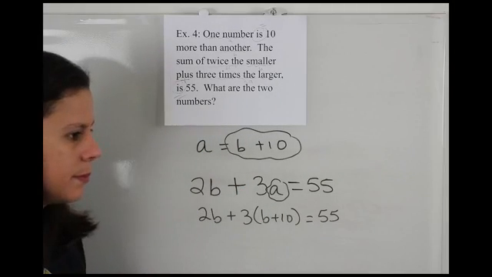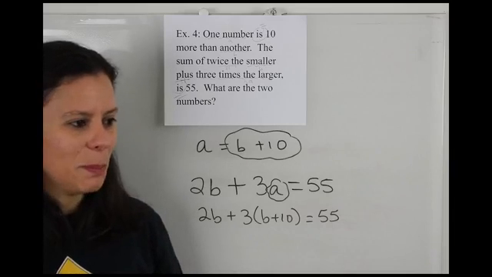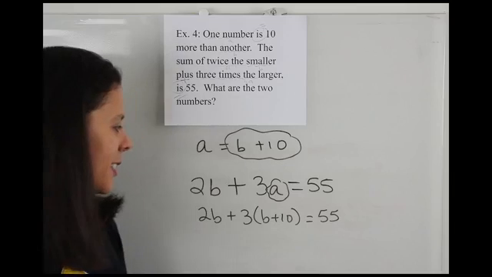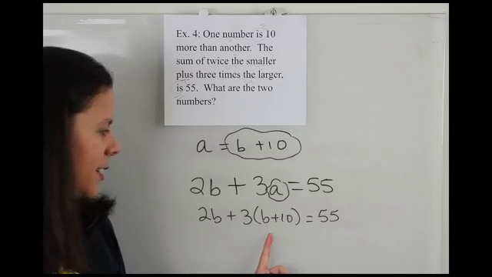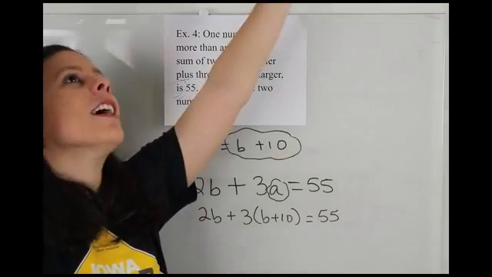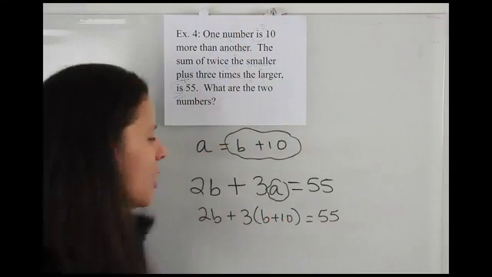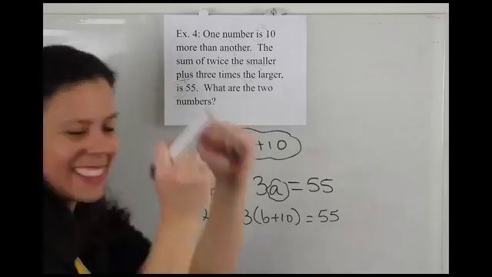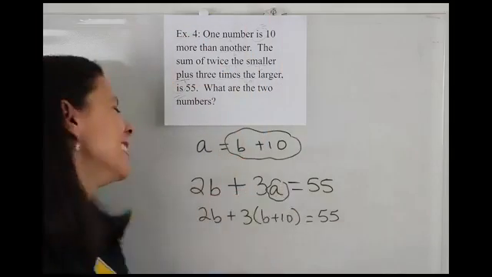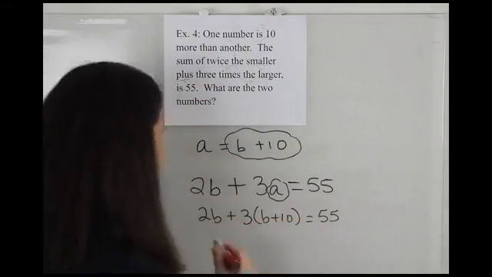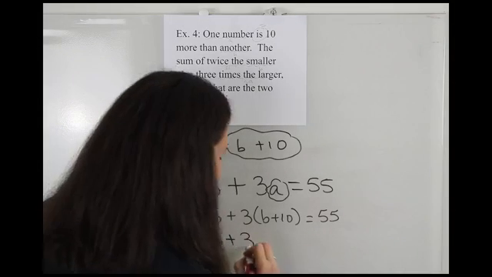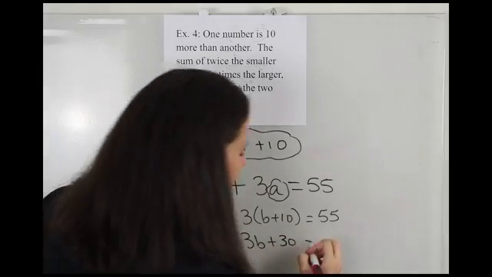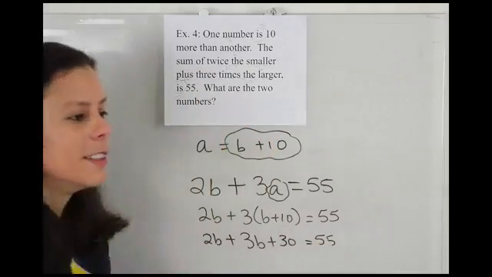Okay? What do we do first? PEMDAS. What do we do first? You do 3 times B and 3 times 10. Hallelujah! Dude, you're literally the first student who doesn't say it's 3B plus 10. I'm like, it's not 3B plus 10, it's 3B plus 30. Don't forget about the other guy. All right, so 2B plus 3B plus 30, it's 3 times 10. That's going to be equal to 55.